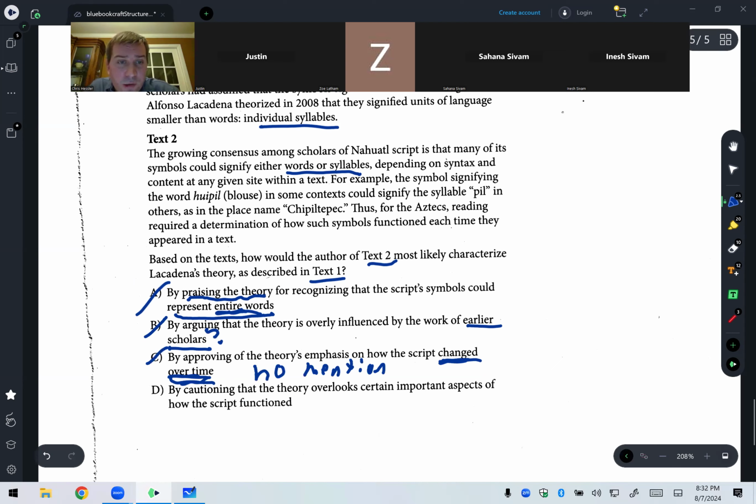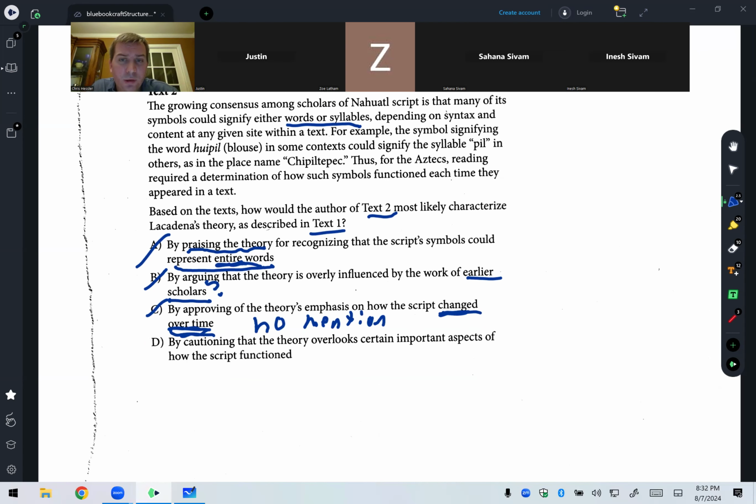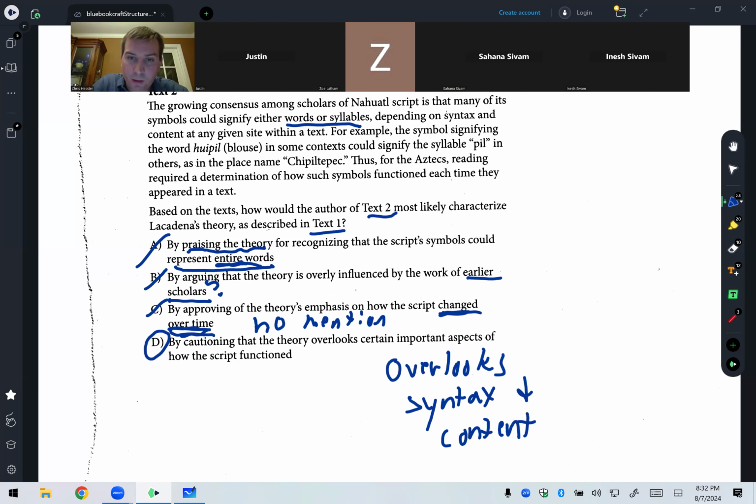All right, last one. Would the author of text 2 caution that the theory overlooks certain aspects of how the script functioned? Yes. Make a note of what it overlooks. It overlooks syntax and content. All right. That one was D.